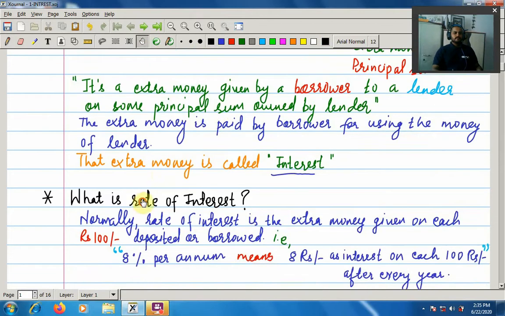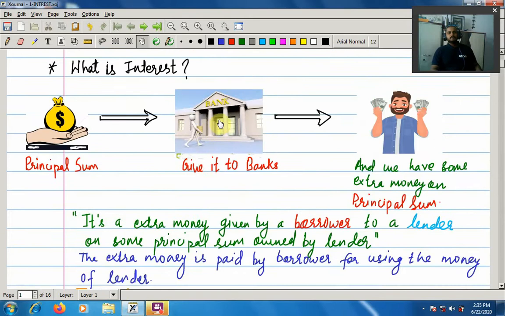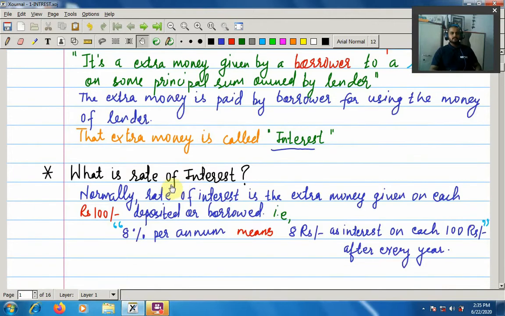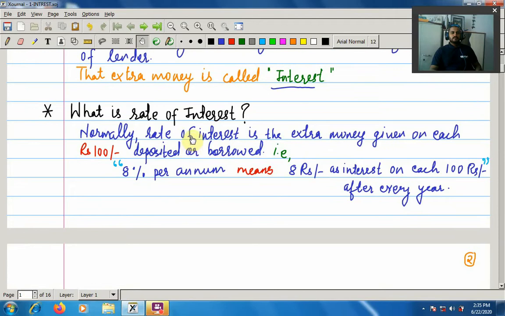So next point is, what is the rate of interest? How are these banks supposed to give interest? They have some rules or fixed rates by which they give interest. So this is called rate of interest. Let's understand what we mean by rate of interest. Normally, rate of interest is the extra money given on each 100 rupees. This is how they calculate the rate.